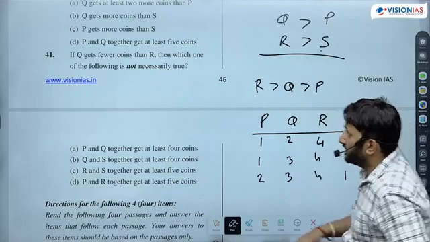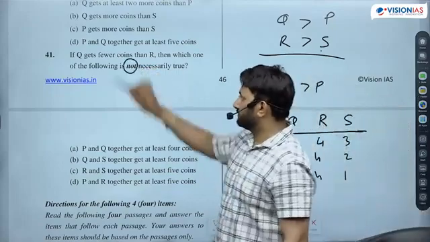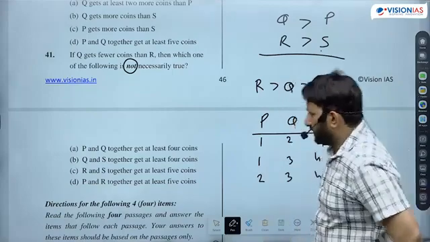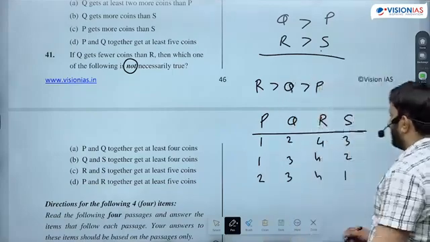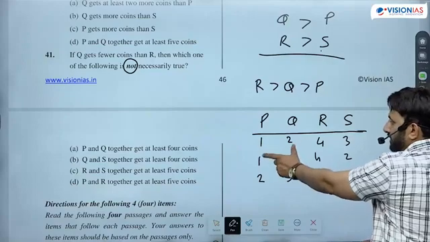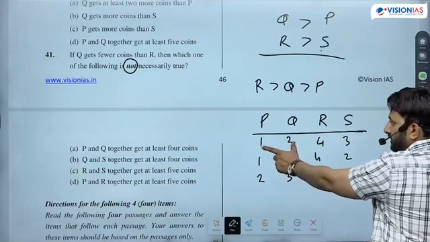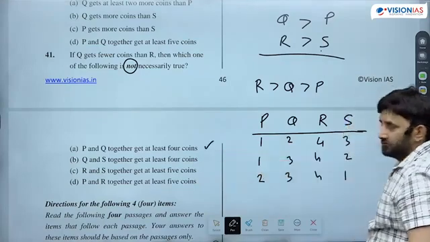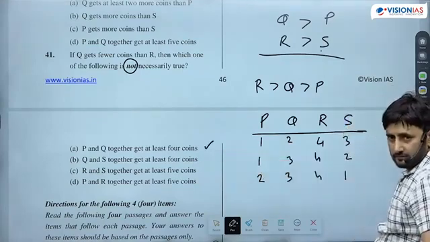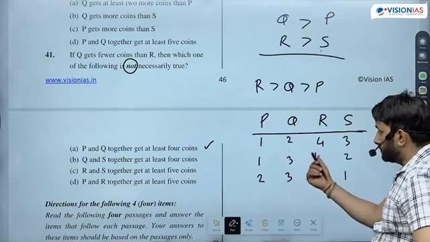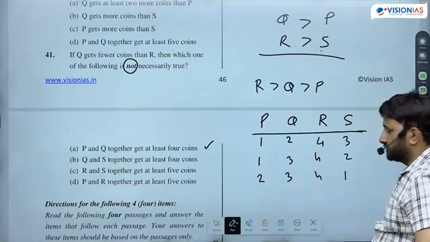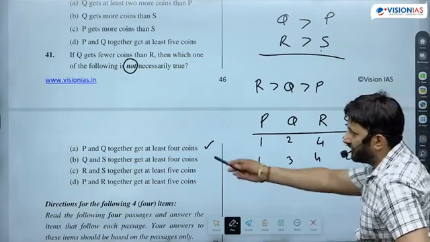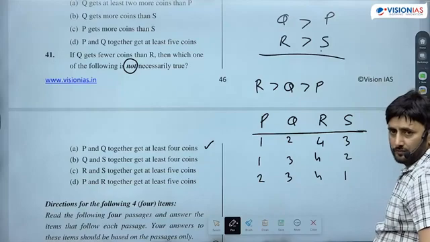Which of the following is not necessarily true? First, P and Q get at least 4. P and Q, no, in this case P and Q are getting 3. So this statement is wrong, no? So this will be our answer. P and Q can have total 3 also. That is possible. P and Q can have 3, 4 or 5. So we can't say that they have at least 4.